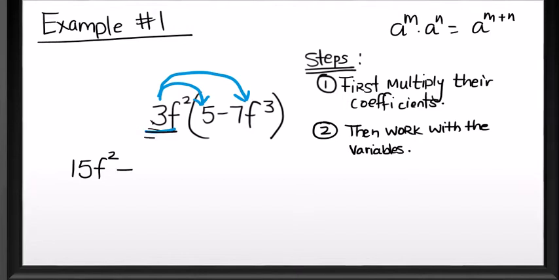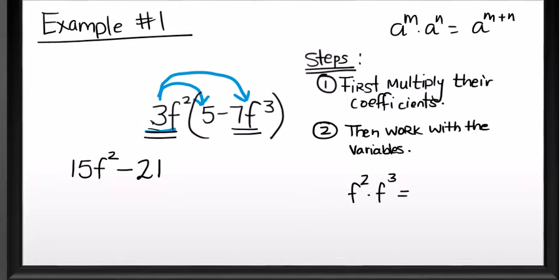So we'll multiply 3f squared with 7f to the power 3. First multiply their coefficients. 3 times 7, what's that? 21. Then work with the variables. Here is f to the power 2. Here is f to the power 3. So I'll just do this on the side: f to the power 2 multiplied by f to the power 3.